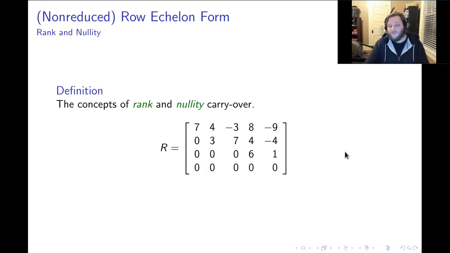The last thing I want to mention here is that even though the rules for row echelon form are less strict than the rules for reduced row echelon form, we still get all these concepts like rank and nullity. The rank and the nullity are the same thing as the number of pivot columns and non-pivot columns. Since we have pivots to work with in row echelon form, all of that language makes sense. So here we have a matrix that's in row echelon form. Our pivots here are 7, 3, and 6. So these are in the 1,1, 2,2, and 3,4 positions.